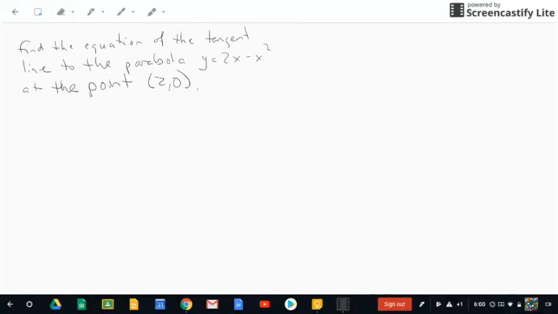Okay, now we're going to do a similar question. We're going to find the equation of the tangent line to the parabola y equals 2x minus x squared at the point 2, 0. Whoops. Okay, and we're at the point 2, 0. That was weird what just happened there. Let's fix that.